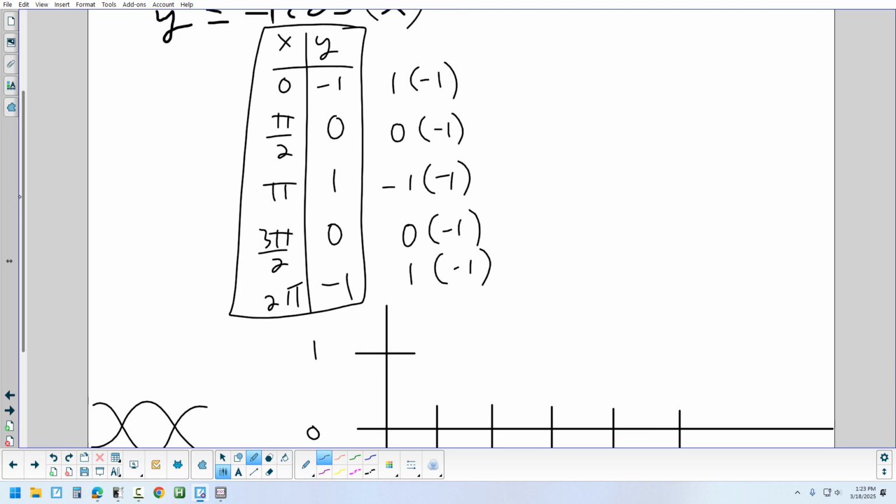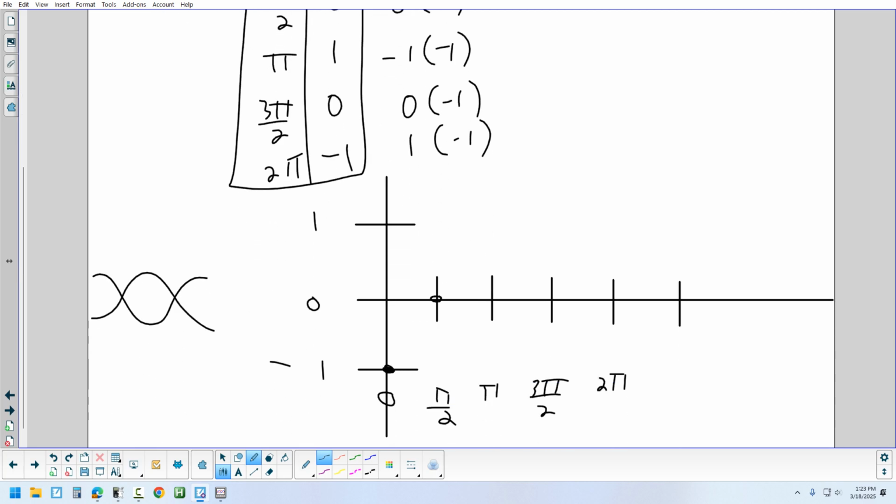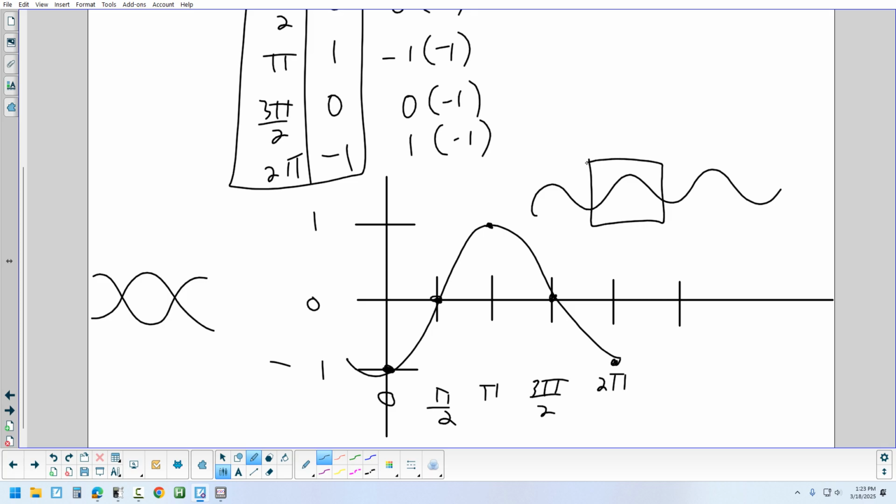Then we're going to go pi over 2, 0. Pi, we're up at 1. Then we're going to come back down to 0. We're going to go back to -1. And there's your sketch. Okay, so in terms of the wave, what you're basically sketching is this middle section right there. That's what it should roughly look like.